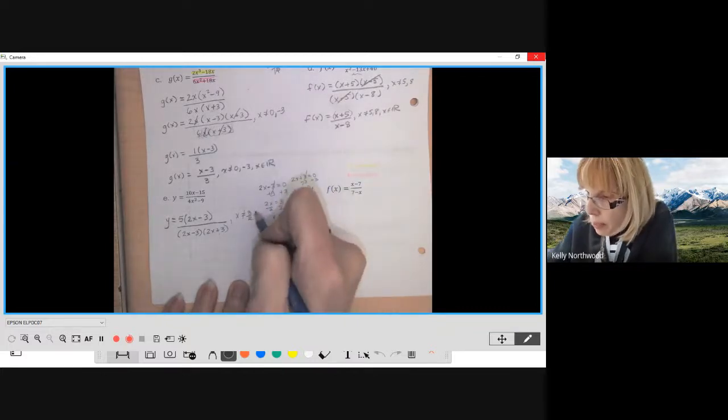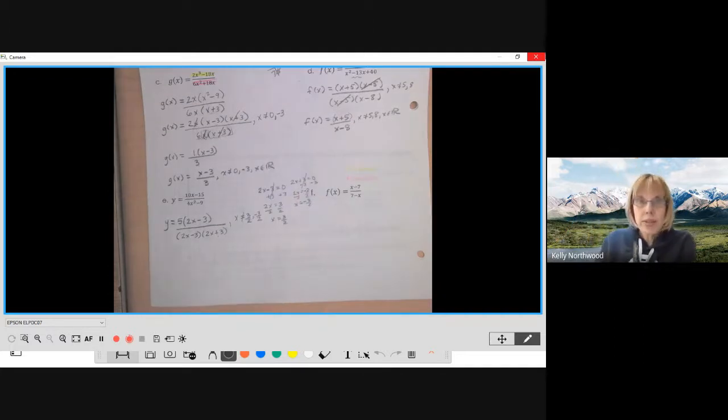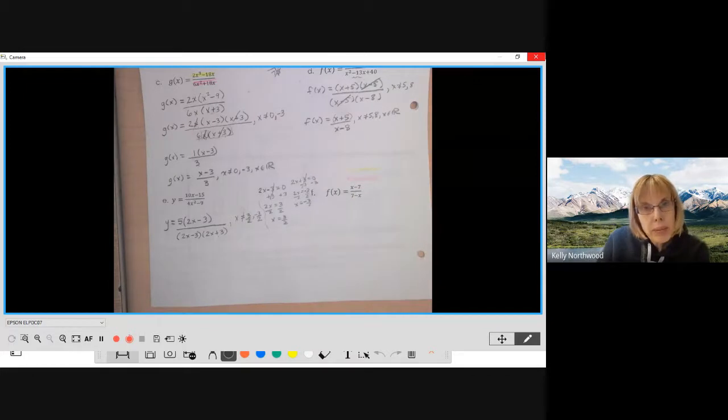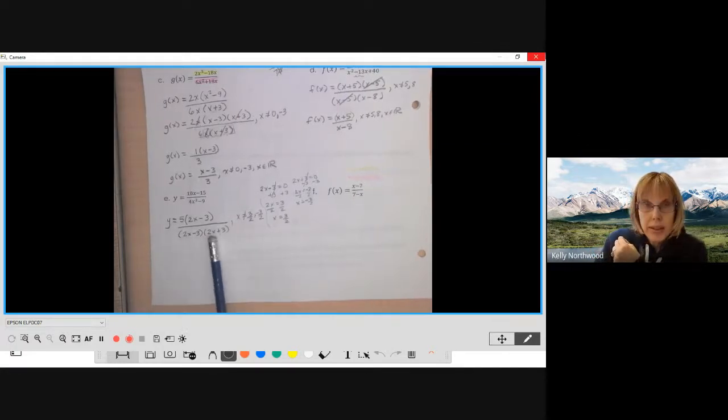So x can't be 3 over 2 or negative 3 over 2. And I'll show you a nicer, shorter way to write that in a minute. So you're fully factored and you've got your restrictions on the 2 factors that are in the denominator. So the denominator can't be 0.